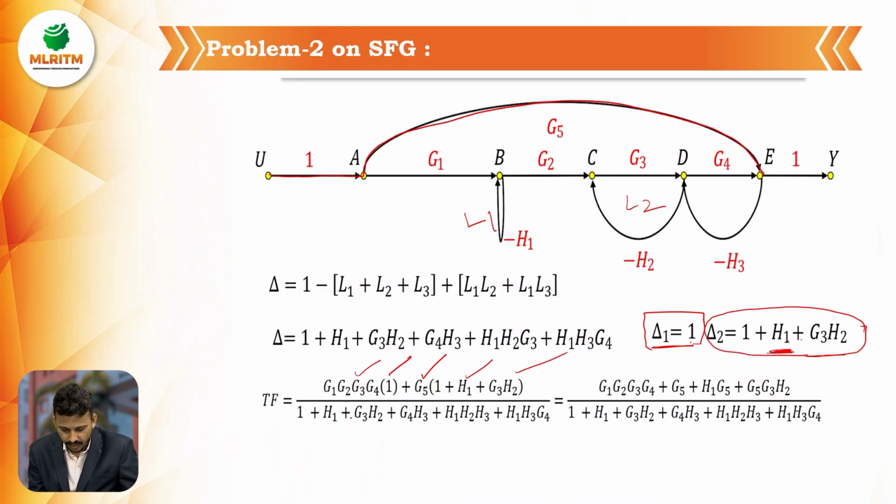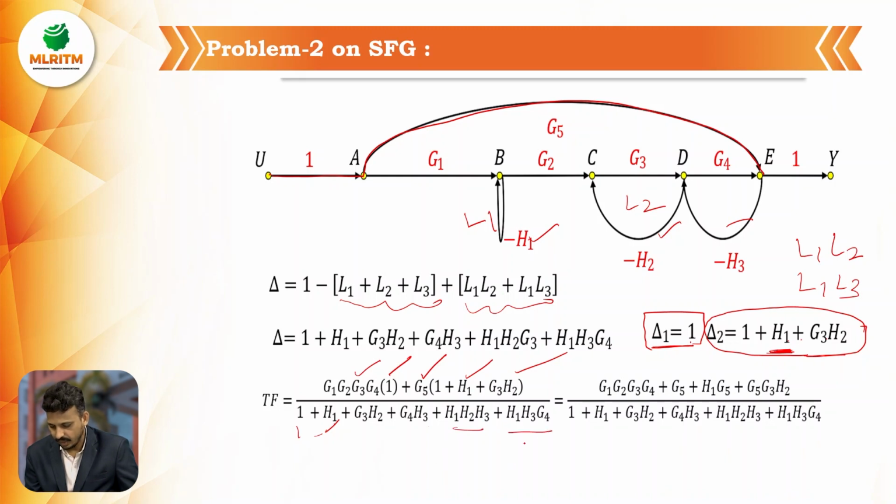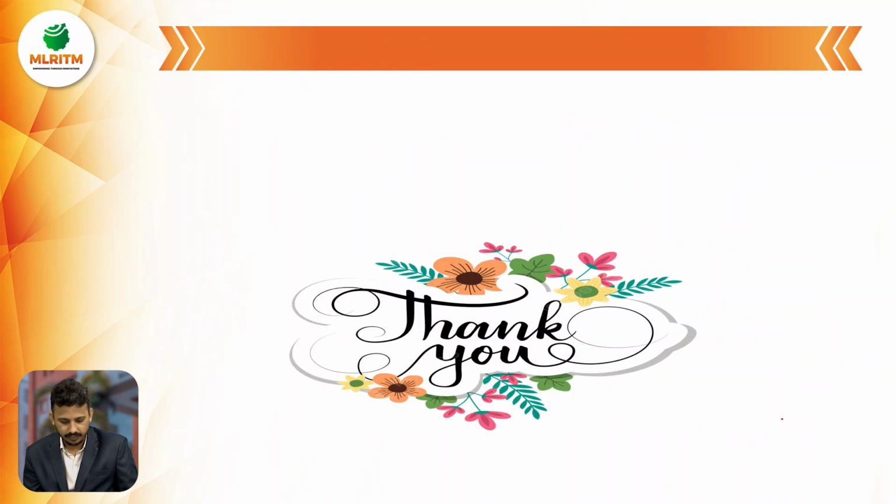What is the denominator? Delta is 1 minus the sum of individual loop gains, plus the sum of two non-touching loops, and three non-touching loops. There are no three non-touching loops, only two non-touching loops. So 1 minus the sum of the first, second and third loop gains: H1 plus G3 H2 plus G4 H3, plus the two non-touching loops, L1 L2 and L1 L3. Finally, this is the answer for the given signal flow graph. Thank you very much.